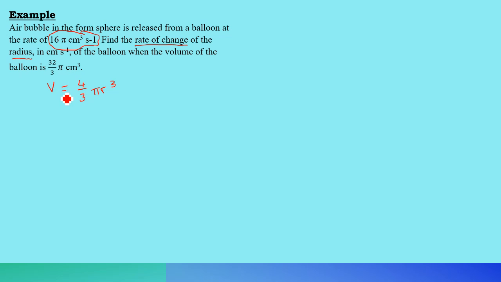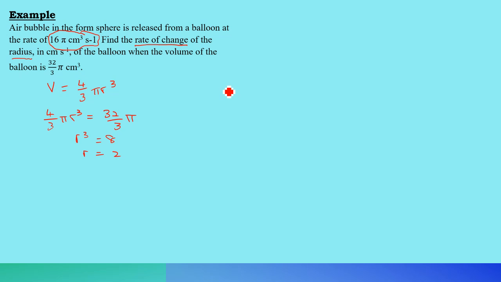32/3 pi. So using this, first we find out what the radius is, because we are not given the information about the radius at the initial point. So since your volume is given, 4/3 pi r cubed equals 32/3 pi. Cancel wherever you can simplify. I can cancel 3 pi. So I have r cubed equals 8. So r will be 2. Radius cannot be negative.